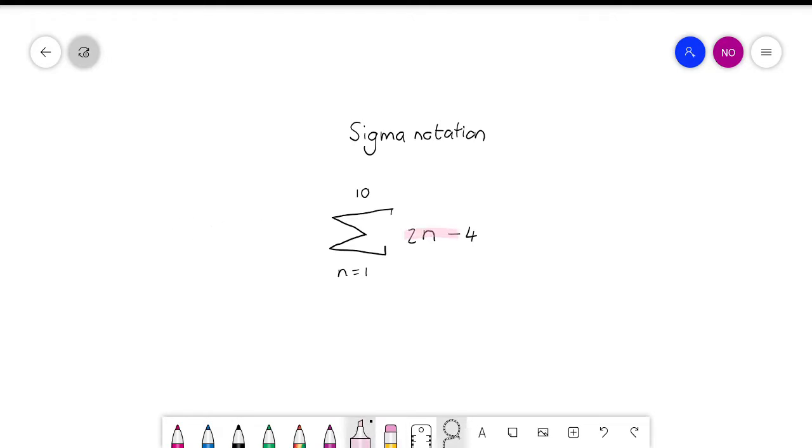The first part is this. Dit is die algemene term van hierdie reeks. So you all know what the general term is, right? It's the rule that this sequence is going to follow.